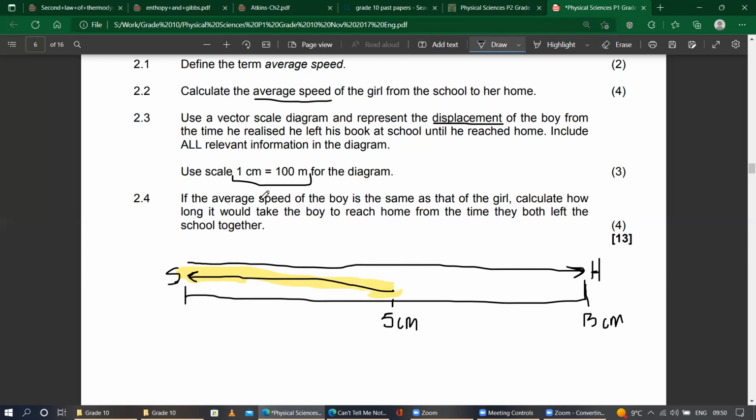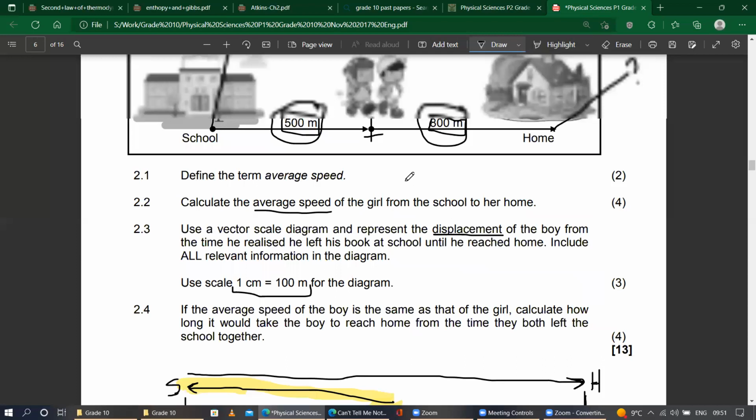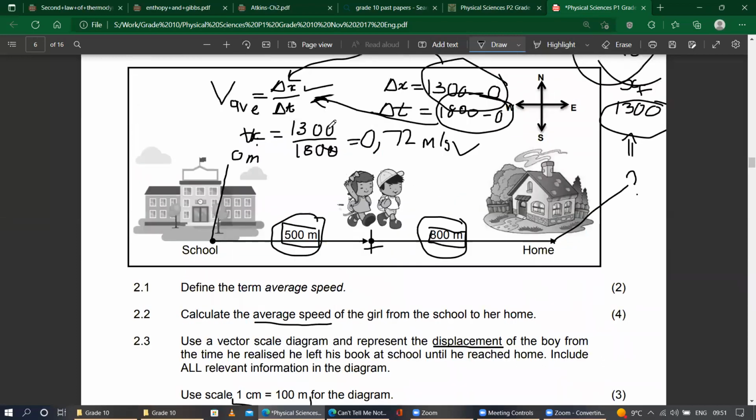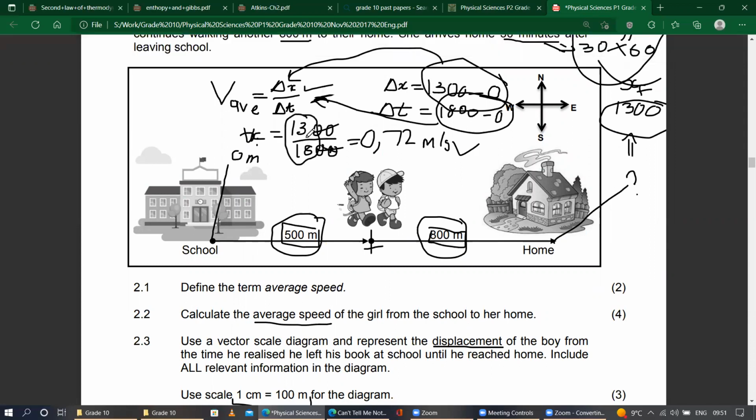Yeah. And they say if the average speed of the boy is the same as that of the girl, calculate how long it will take the boy to reach home from the time they both left the school together. So let's say they both walk at the same speed, right? Let me just cancel these. I'm just gonna take this because it's gonna give me a more accurate answer than the one that you rounded off.